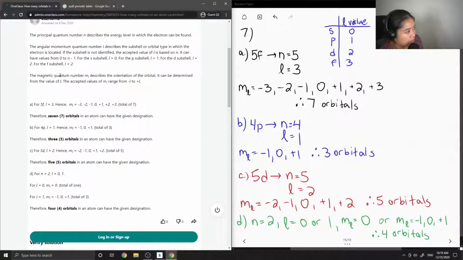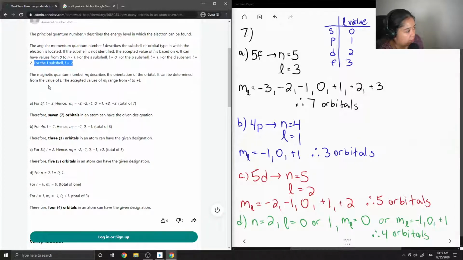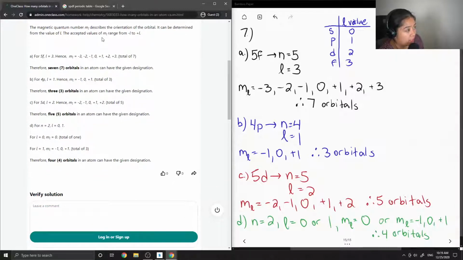So the magnetic quantum number ML describes the orientation of the orbital. It can be determined from the value of L. The accepted values of ML range from -L to +L. For 5F, L is equal to 3, hence ML equals -3, -2, -1, 0, 1, 2, or 3. So a total of 7 orbitals in an atom can have the given designation.